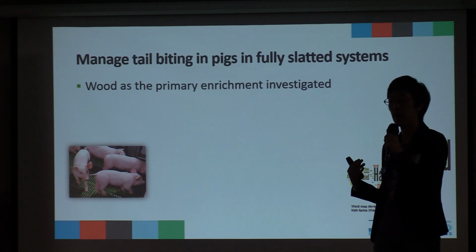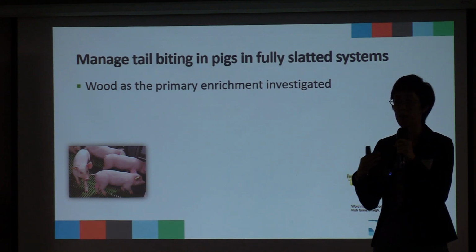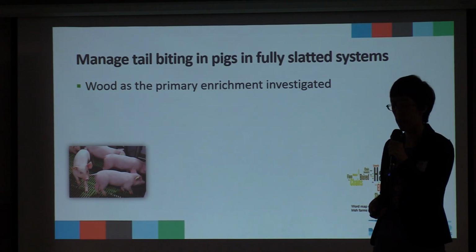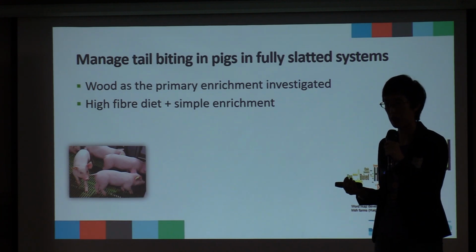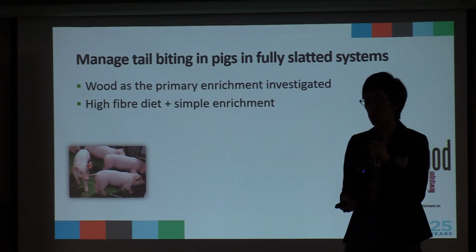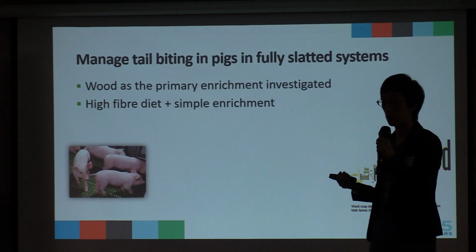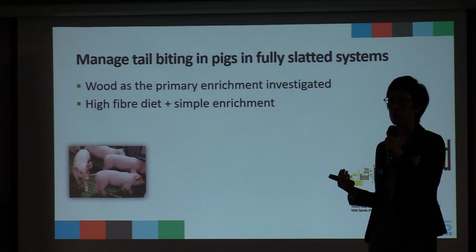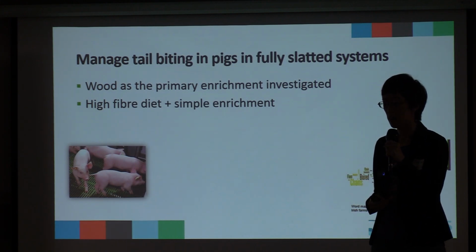What we found was that wood is quite safe for pigs to use, but depending on which type of wood you give to the pigs, it will affect the level of interaction they have with the wood. Later, we started trying to rear undocked pigs in fully slatted systems. The first idea was, now we know that wood is good, what if we combine that with some dietary treatment? We tried a high fiber diet because we thought that by increasing satiety, pigs might be calmer and less active, so they would do less tail biting.